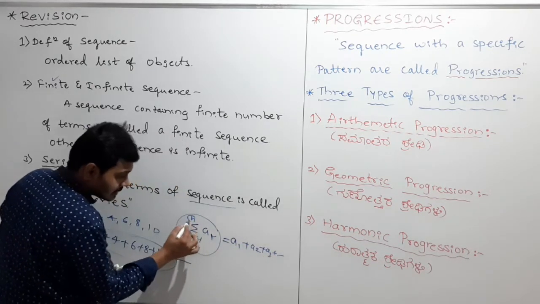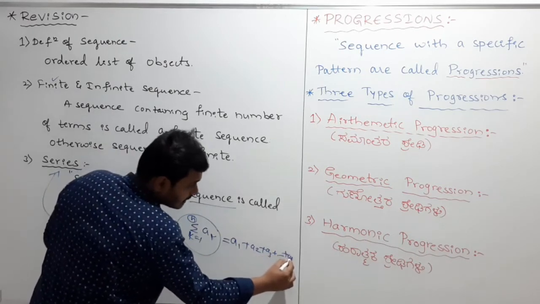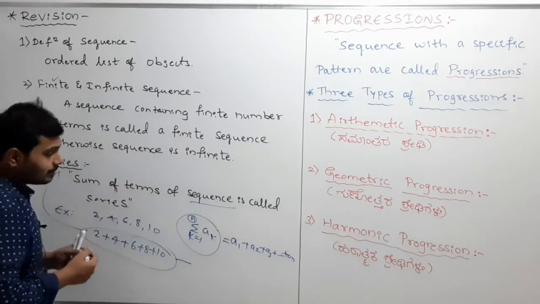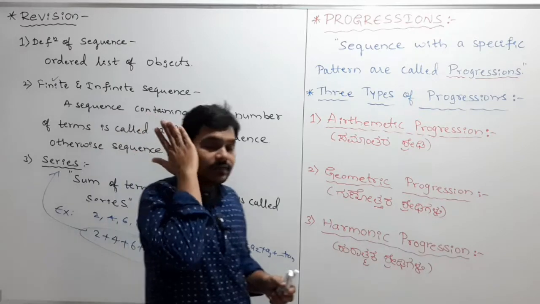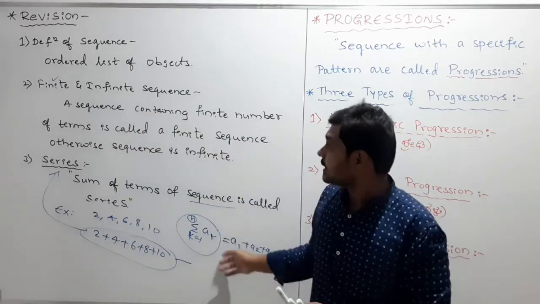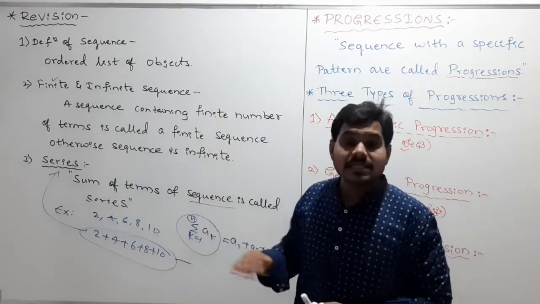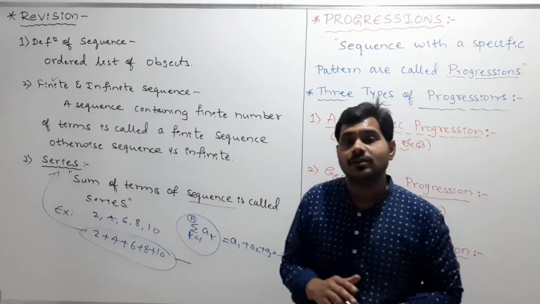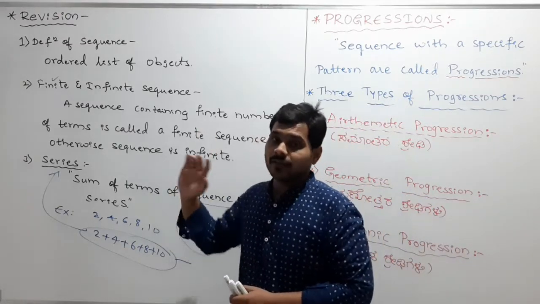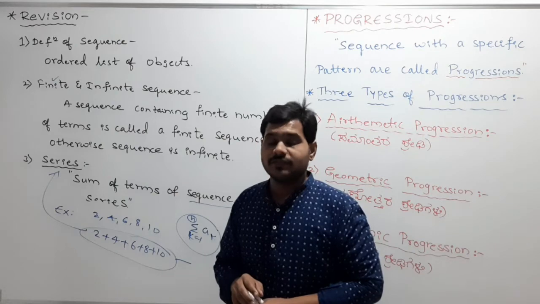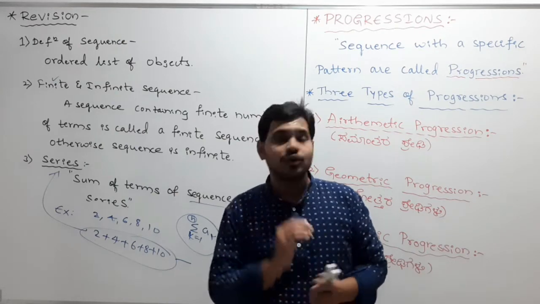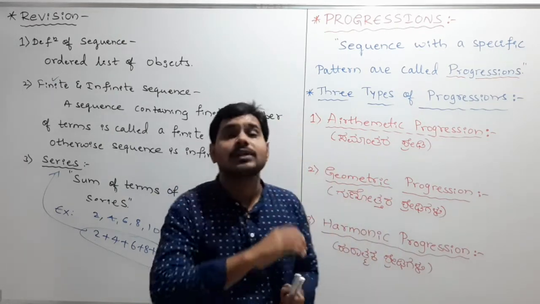Here the last term is n, so I can write it as plus n. This is the general notation in compact form, but generally we will write it like this. Clear? This is all we discussed in the previous video. For more details you can watch my previous videos. Now I am going to discuss the next topic, progressions.